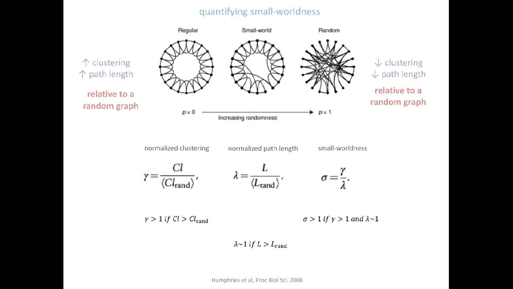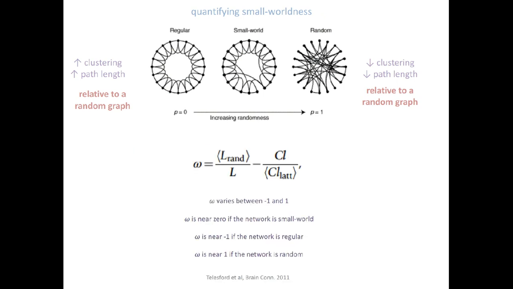Good. Now, that's just one way of defining small worldness. There are other ways. Some have said that a randomized network is a natural benchmark for path length, but for clustering, the natural benchmark is something more like a regular network or a lattice. So what we should do is normalize path length with respect to a random network and clustering with respect to a lattice type network. Telesford and colleagues define this omega index. In this index, if you have a value near 0, you're small world. If you're -1, you're more like a lattice. And if you're +1, you're more like a random network. So this index gives you a little bit more information about the topology of the network.